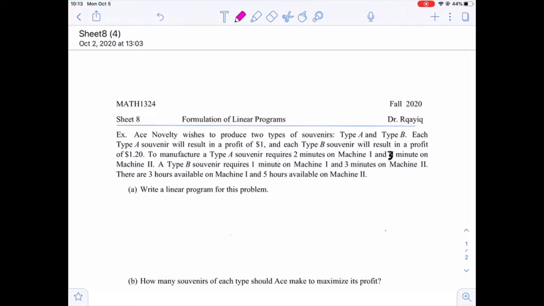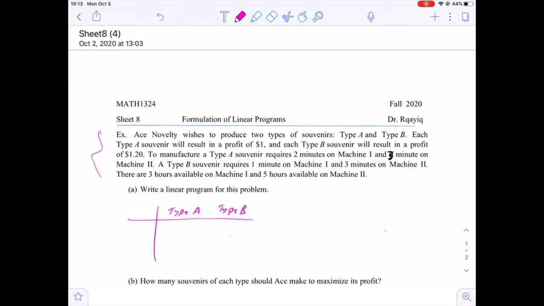This video is on how to formulate and solve a linear program. Ace Novelty wishes to produce two types of souvenirs, type A and type B. So we have two types of souvenirs. Let's start by making a table because we have a lot of information here, so it's a good idea to organize it. We have type A and type B souvenirs.